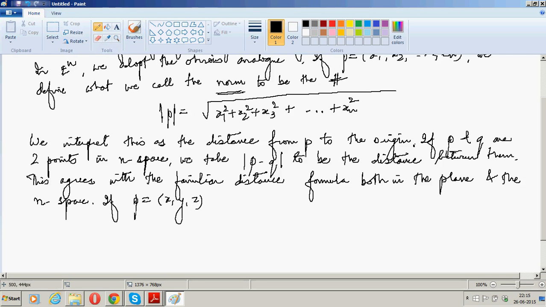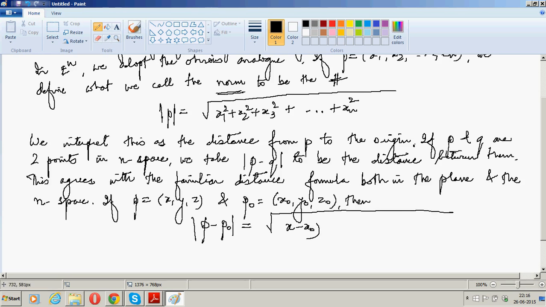If P is XYZ and P0 is X0Y0Z0, then P minus P0 distance is given by x minus x0 whole squared, right? Yes sir. Can I go to the next board? Yes sir. Okay.